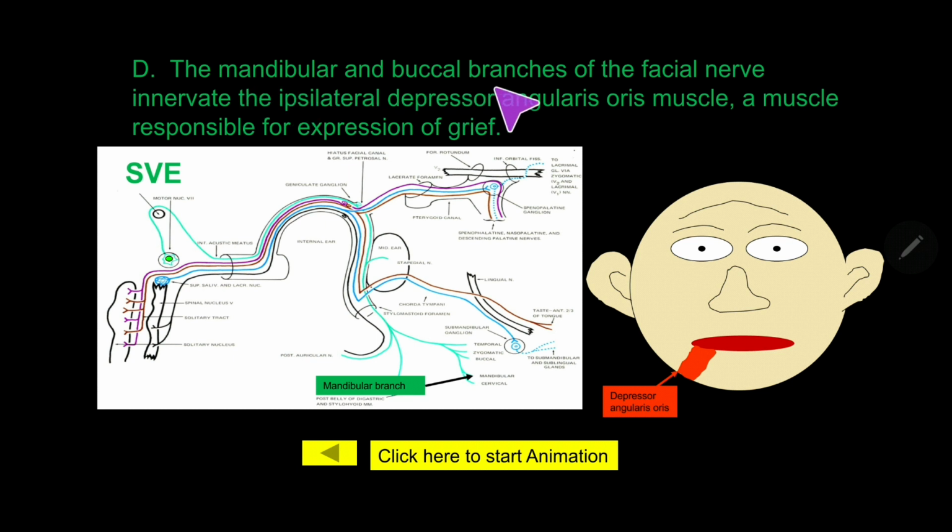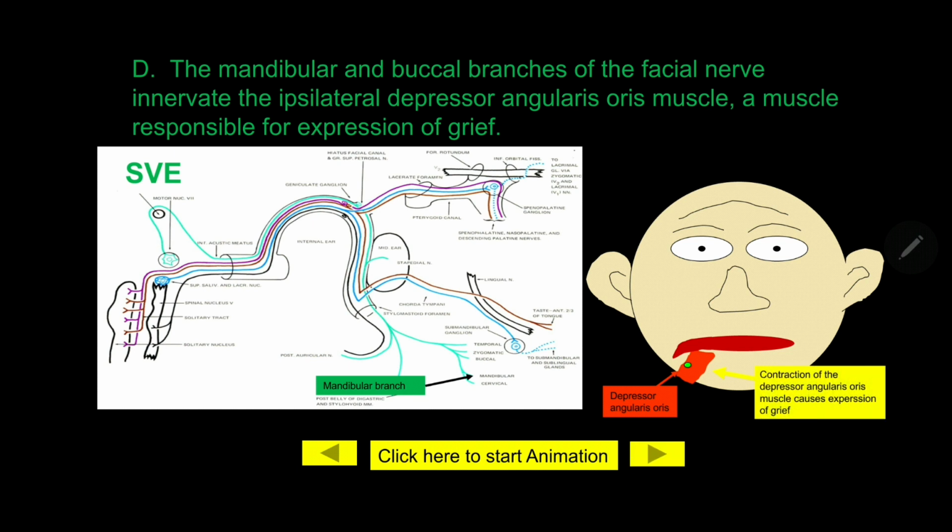So the marginal mandibular nerve and the buccal branch of the facial nerve innervate the ipsilateral depressor anguli oris muscle, the muscle responsible for expression of grief, right? It will bring out expression of grief and sadness. Look here at the animation. Again, the impulse started here in this motor nucleus, special visceral efferent fibers, and that's how it is passing on through this branch, marginal mandibular. And look here what it brings about. It brings about this impression of grief or sadness. Got it?